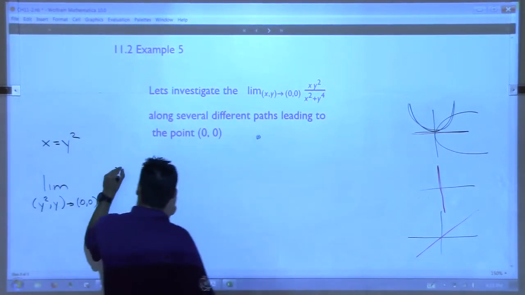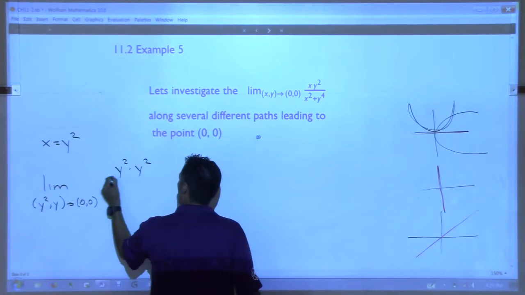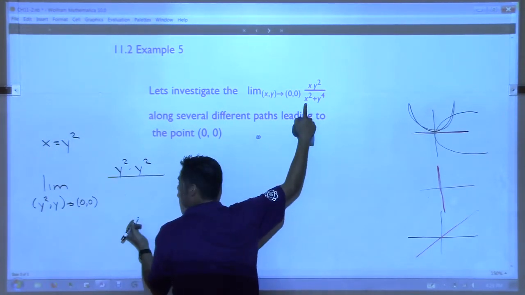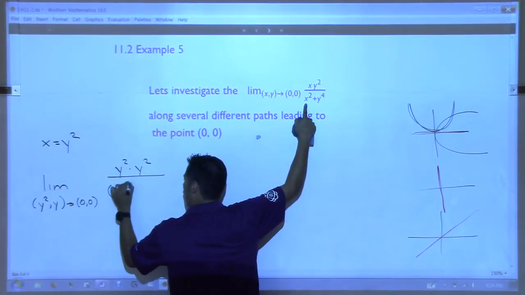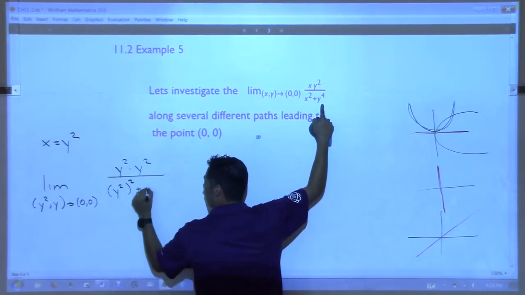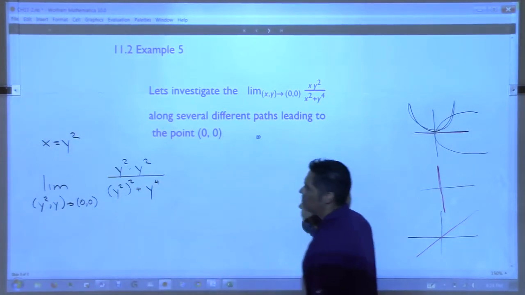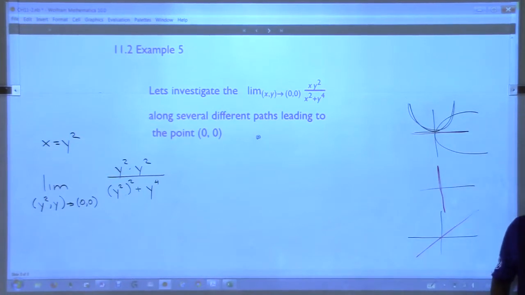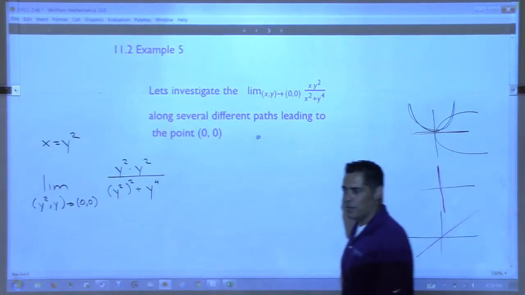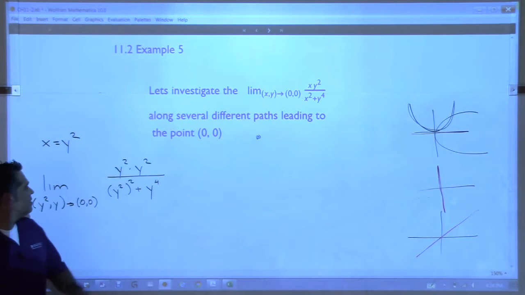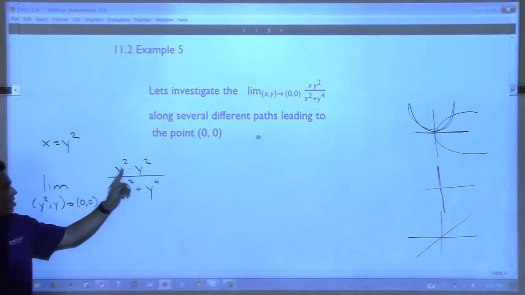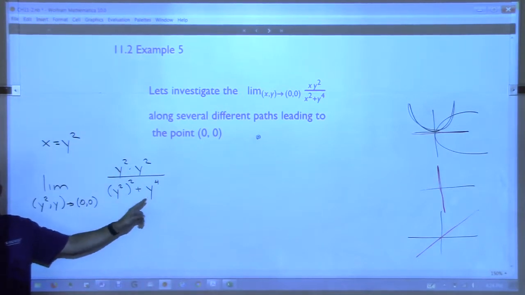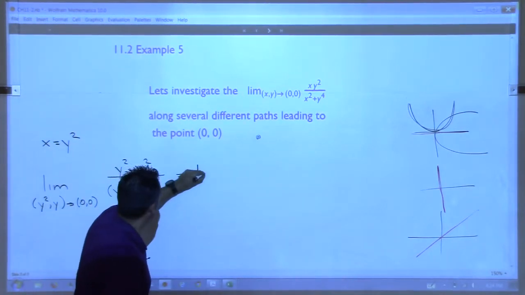Y squared times y squared over x squared, with x being replaced with y squared. So y squared squared, and then plus y to the 4th. Look, what do we get? We get an answer other than 0. Because this is now y to the 4th, that's y to the 4th, and that's y to the 4th. So we have 1 y to the 4th over 2 y to the 4th, which is going to be 1/2.